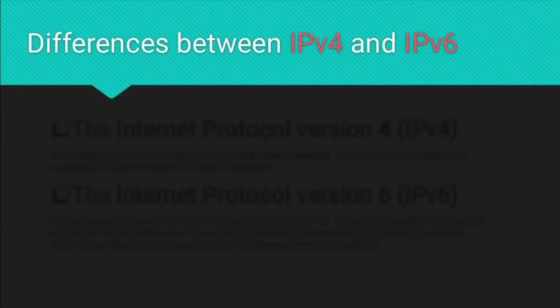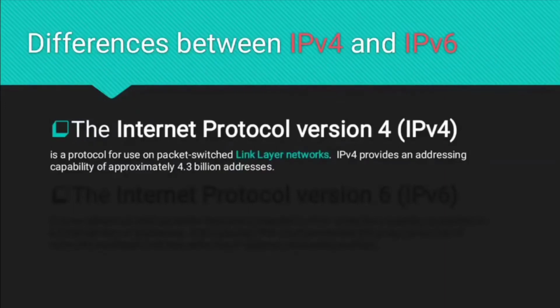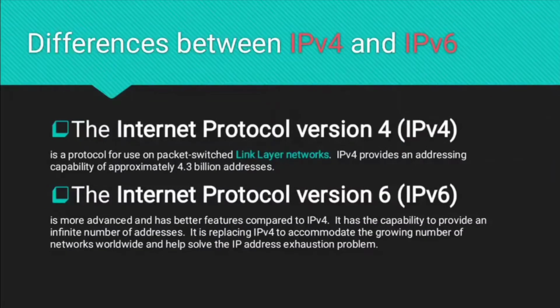Meron pong differences between IPv4 and IPv6. The Internet Protocol version 4 is a protocol for use on packet switch link layer networks. IPv4 provides an addressing capability of approximately 4.3 billion addresses. The Internet Protocol version 6 is more advanced and has better features compared to IPv4. It has the capability to provide an infinite number of addresses. It is replacing IPv4 to accommodate the growing number of networks worldwide and help solve the IP address exhaustion problem.